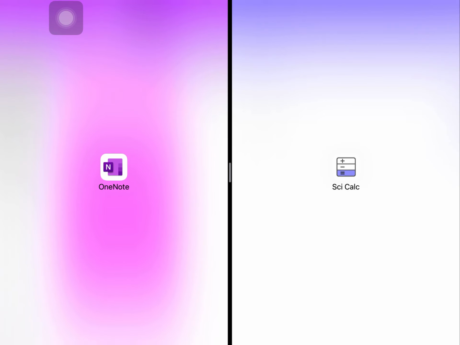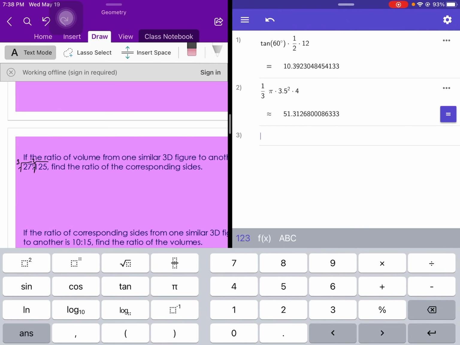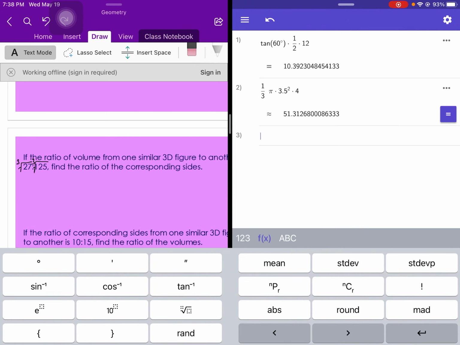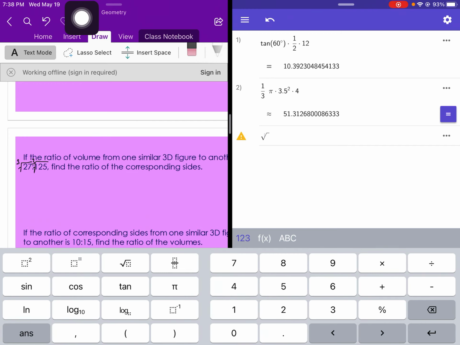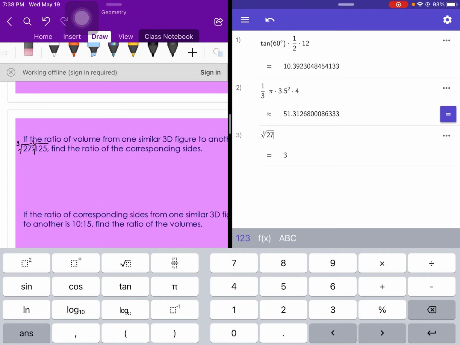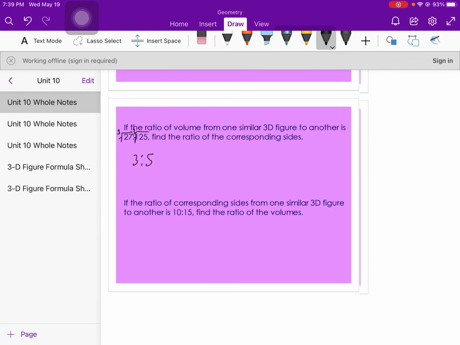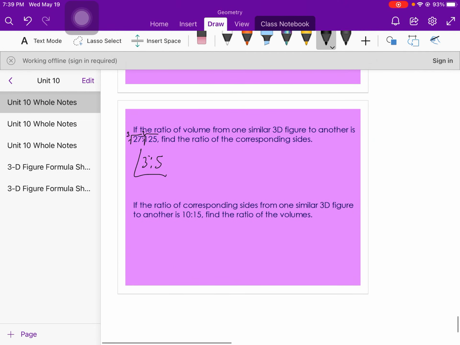I'll show you how to type it in your calculator. For the cube root, you have to hit this f of x button, about right there. And then we hit this here. It looks like the square root, but it has a space where we can type in the little 3. So we're going to do 3 and then type in 27. That comes out to 3. So the ratio is 3 to, and then let's delete that and type 125. 3 to 5. So that's the ratio of the sides.